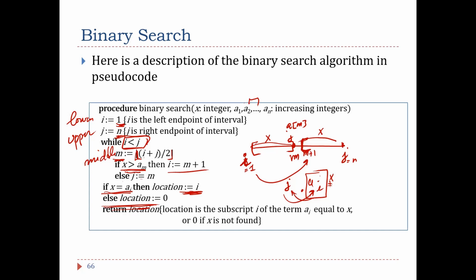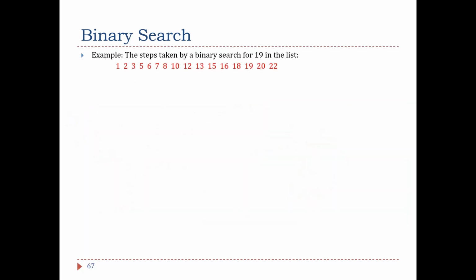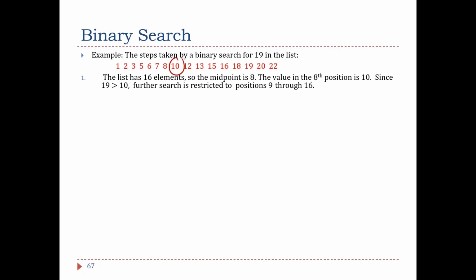Okay, so let's try it on this example. Here we have 16 different values, and the eighth value is here at 10. Since 19 that we are looking for is strictly greater than 10, we further restrict our search to the positions from 9 through 16. So now we will be looking at this section of the list of values. So now this is I and this is J.